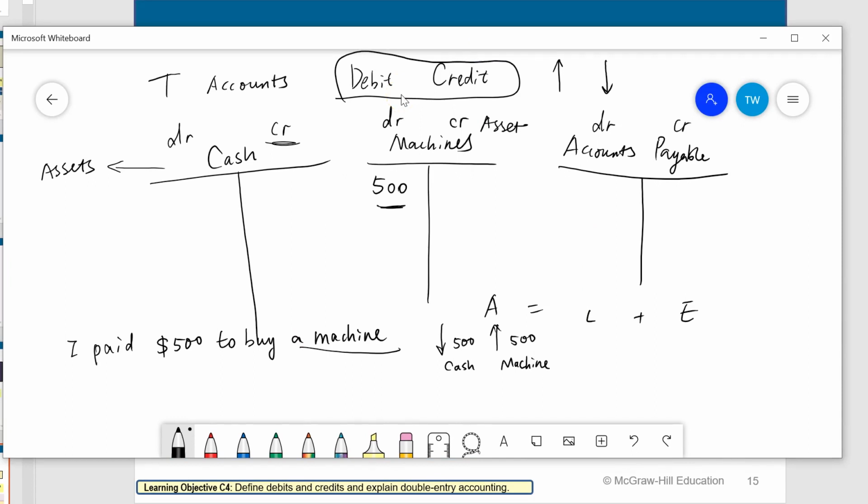Instead, we paid on account. So on account, when you see this, it means pay later. Okay, we mentioned that businesses usually give each other credit terms. They allow each other to pay later.